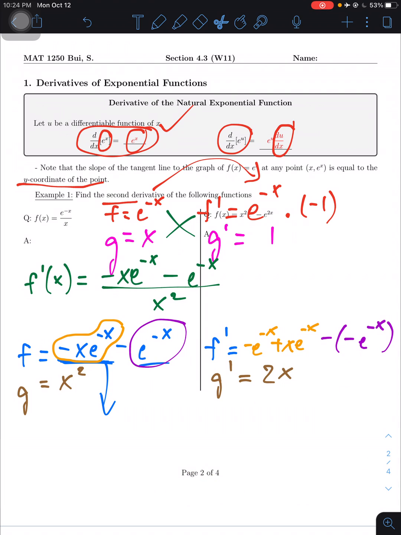Okay, so how can we simplify this f prime? Well, if we break out the parentheses, the two minuses become a plus, right? And this plus e to the negative x will cancel with the negative e to the negative x. So eventually f prime equals x e to the negative x. Okay, and then what we do after this is get the second derivative.